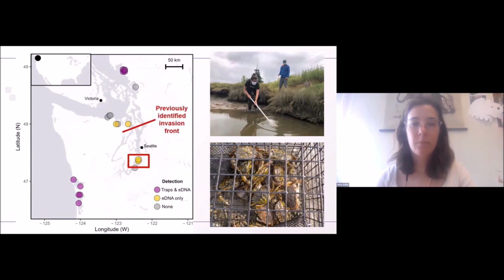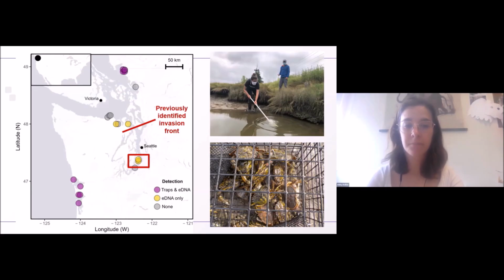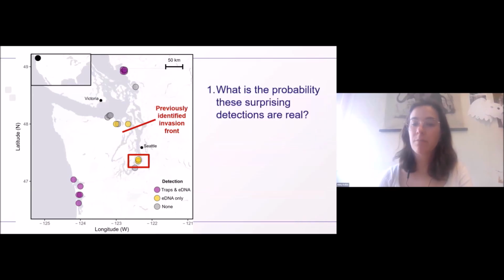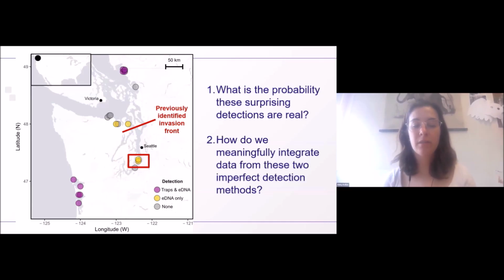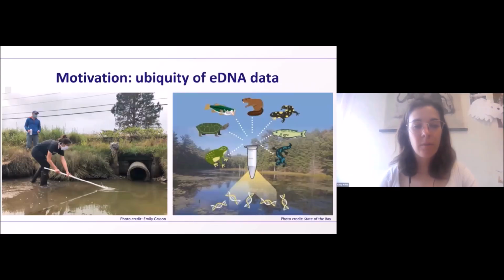So some of these yellow sites were extremely surprising because they were hundreds of kilometers beyond where green crab had ever been visually observed. So we really didn't know what to make of these results. We were wondering if these surprising detections were real or if they were false positives. We also didn't know how to combine these two types of data in a meaningful way. So these types of questions are increasingly common.